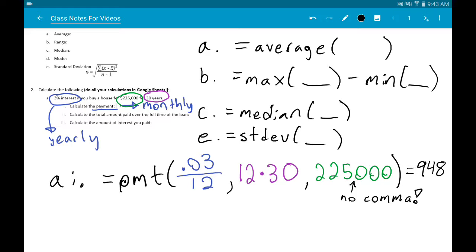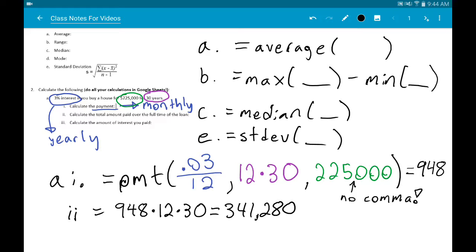Okay, so that's it for that answer. For part 2, if we have a payment of 948, we pay it 12 times in a year, and we pay it for 30 years. Now our total amount should be $341,280, and if you don't get this exact number, that's fine, as long as you get about $340,000. I just rounded with the 948.